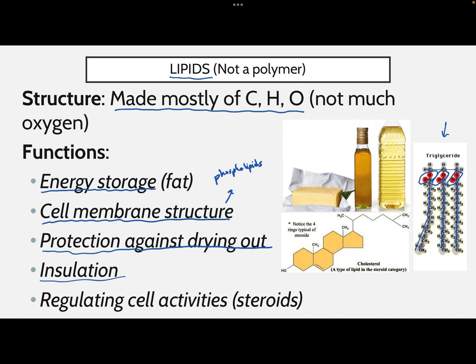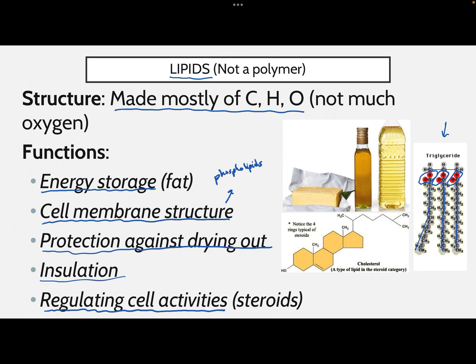And then the last thing is that lipids are really important for regulating cell activities, and primarily the type of lipid that does this is called a steroid. They're signaling molecules. Most of you have heard of steroids in the context of illegal steroids that some people take as supplements to increase their muscle mass. But steroids are natural. All living organisms have steroids in them. Among other things, they're used to send signals in multicellular organisms.